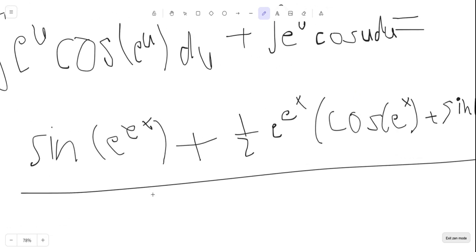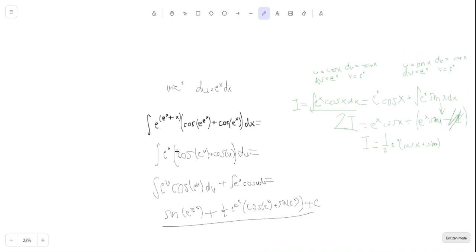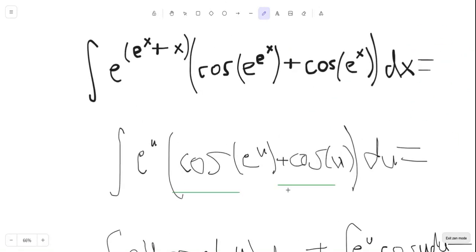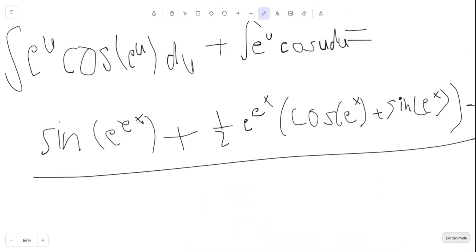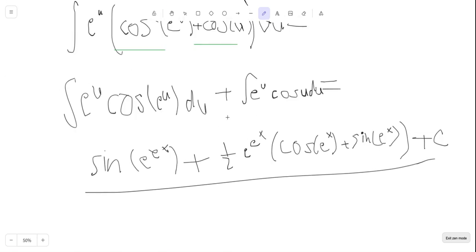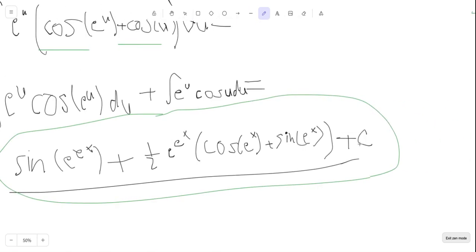And if you sum those two integrals again, then our original integral has been integrated. This is the final answer. Don't forget to add the constant term.